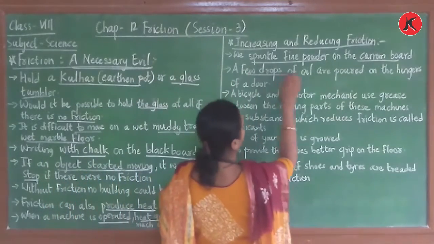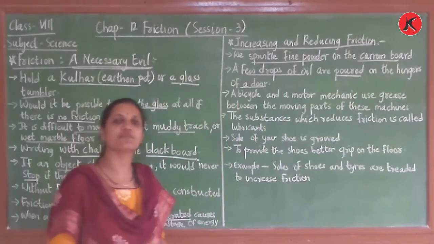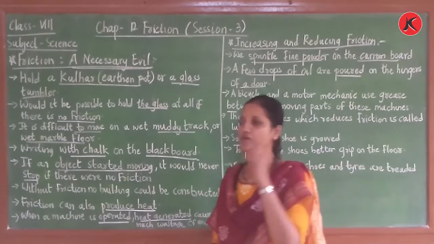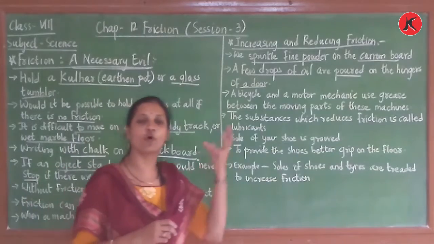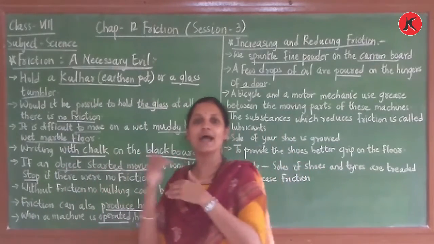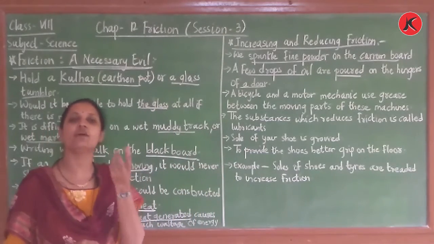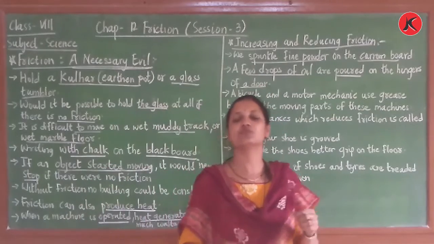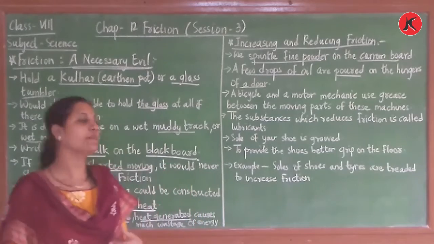A few drops of oil are poured on the hinges of the door. Now whenever you see in the rainy season, children, the doors of the houses get stiff because of weather change and moisture in the environment, and the hinges are made of iron. When iron comes in contact with moisture and air, it starts rusting. So to avoid that, if we put 2-3 drops of oil, it will make the hinges smooth and the movement of the door can also be very easy.